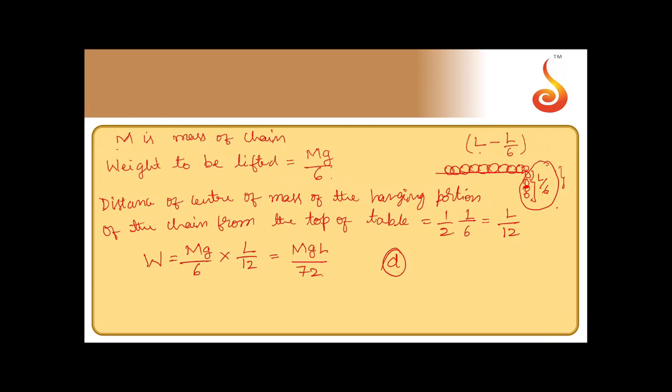See, in this case, when you start lifting this chain, the mass of the hanging portion goes on decreasing. So, it is a variable mass. Since that is a variable mass, the force required to lift it is also variable. So, it will not be just mass of this into L by 6, it is mass of this into L by 12, it is half of it.